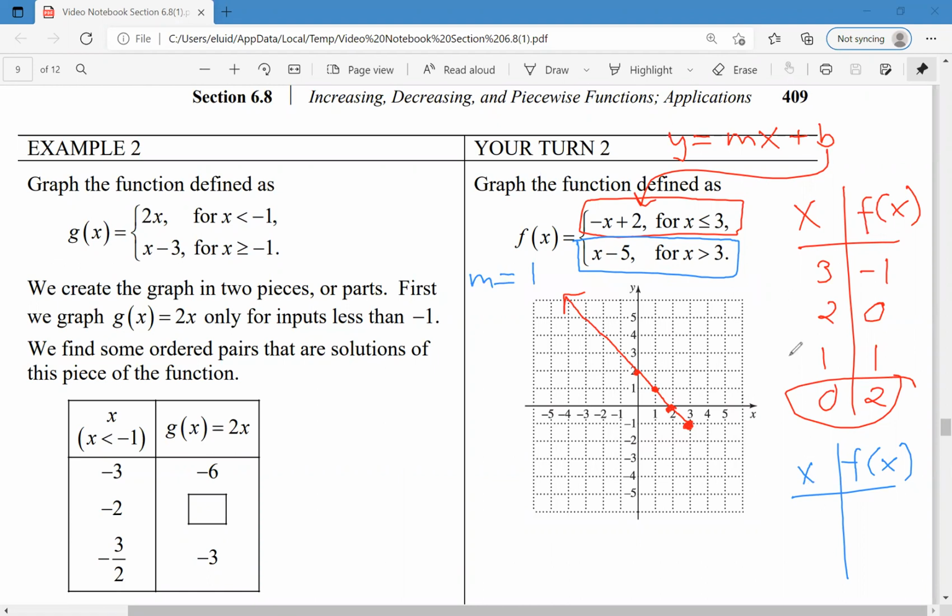If we fill in our table, let's pick numbers that are greater than 3. How about 4, 5, and 6? We'll plug them in. 4 minus 5 is -1. 5 minus 5 is 0. 6 minus 5 is 1. Let's start by plotting those points: 4, -1, 5, 0, 6, 1. And we could continue. So there's our line with positive slope. Now, we do need to extend it just a little bit.